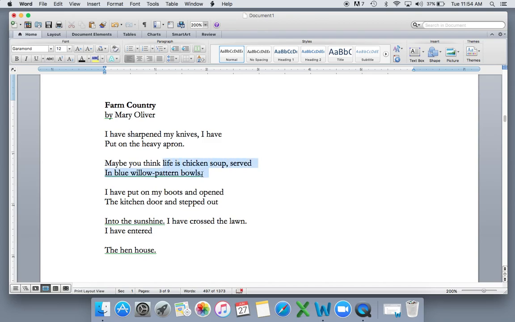Life is chicken soup served in blue willow pattern bowls. There is a second metaphor, though, that doesn't have the A is B formula, but because Mary Oliver has already set up the A is B formula, we can understand that she has another metaphor at the end of the poem when she says the hen house. Now, the hen house is the B part of the formula. She leaves out the A part. So she doesn't say it again, life is a hen house. But that's essentially what she is saying. It's a comparison. Life is either chicken soup or life is the hen house.